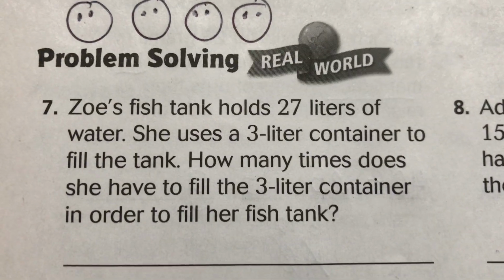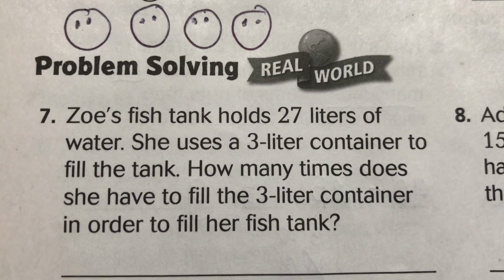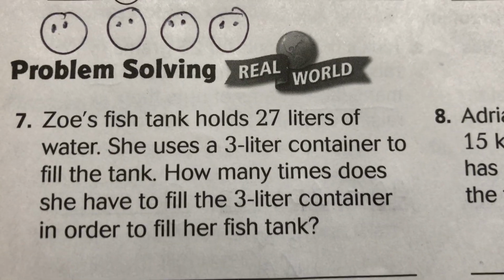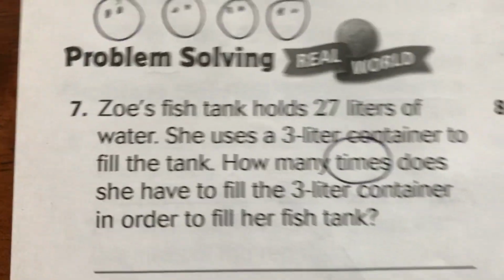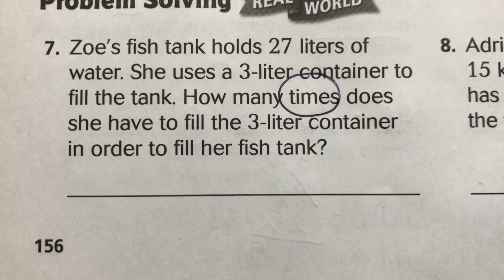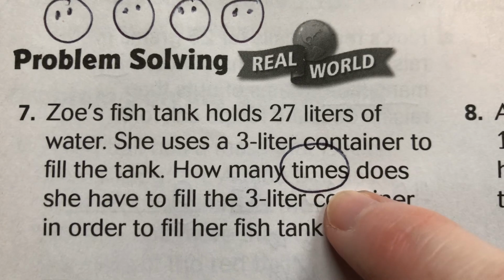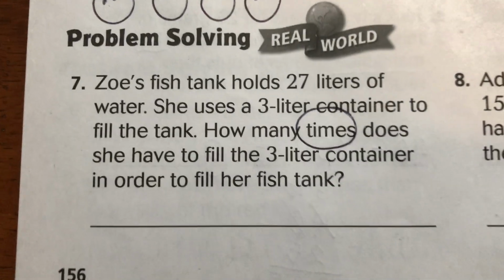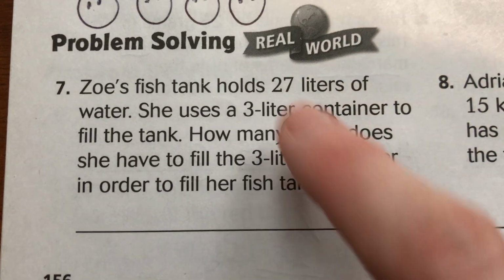Problem solving number 7. Zoe's fish tank holds 27 liters of water. She uses a 3-liter container to fill the tank. How many times does she have to fill the 3-liter container in order to fill her fish tank? So this is where this "times" here either means to multiply or divide. You can set up your problem either using multiplication or division to get the correct answer here.